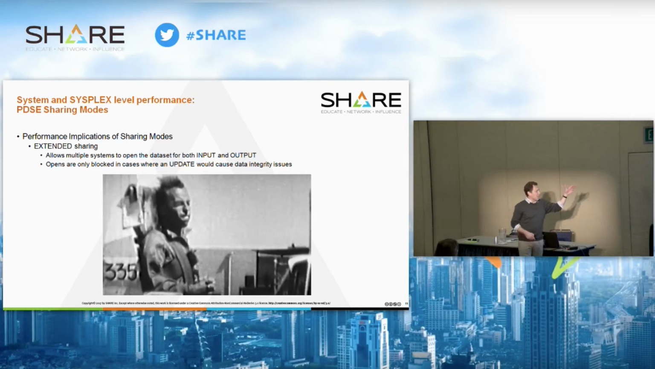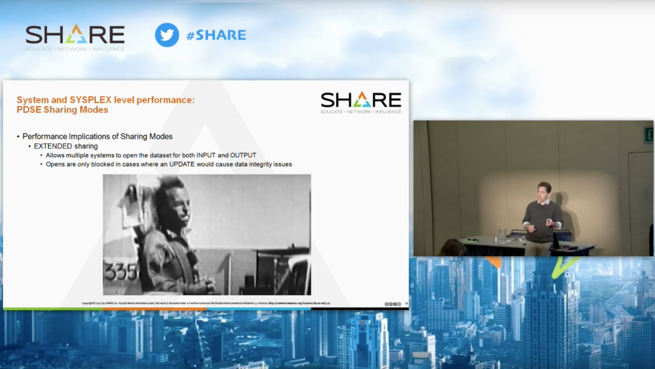So we're moving on now to extended mode sharing. As I mentioned, this is the newest and preferred sharing mode. This is what we should all strive to be using in our environments. The major advantage is that it fixes that one huge downside of normal mode. We can get multiple systems to have the data set open for both input or output all at the same time. So we can share at both the data set level and at the member level between systems.